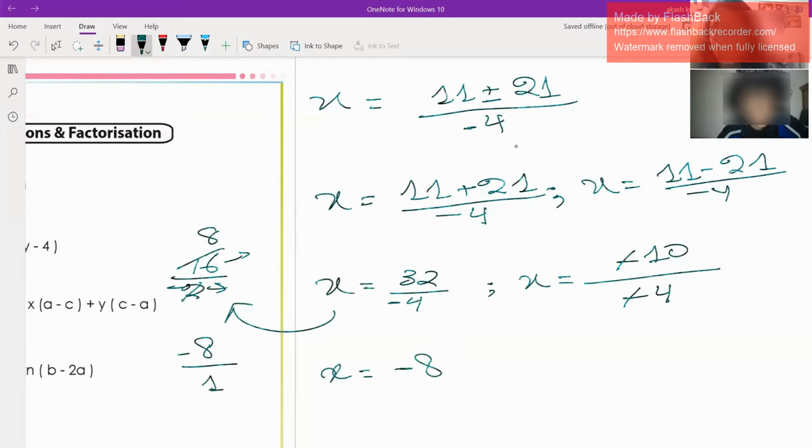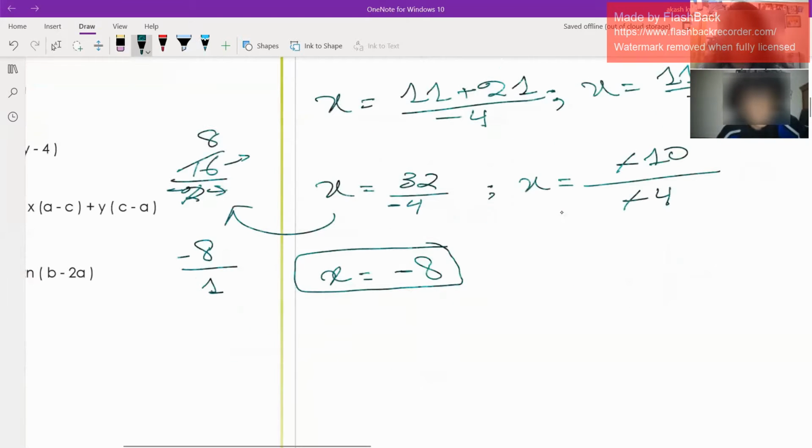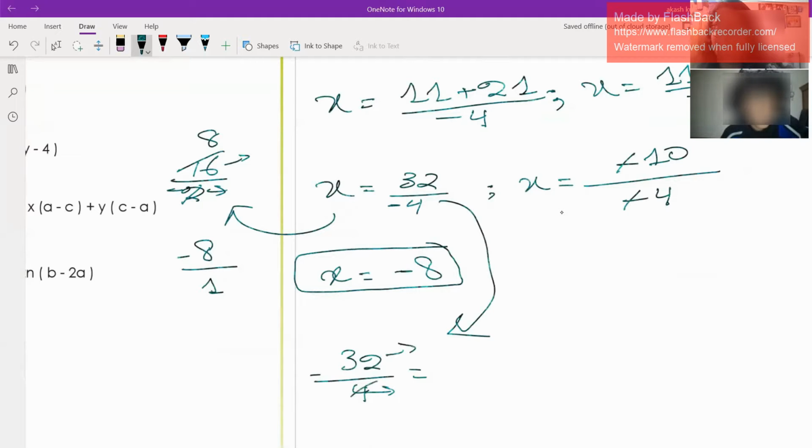Is it clear, or should I explain again? Okay, so let's do it here. It's 32 over minus 4. 32 is an even number, 4 is an even number, so we can divide both by 2. 2 goes into 4 by 2 times, 2 goes into 32 by 16 times, and we have the minus sign. So we got minus 16 over 2. Both are again even numbers. 2 goes into 16 by 8 times, and with the minus sign it will be minus 8. That's why we got minus 8. Is it clear? Okay.